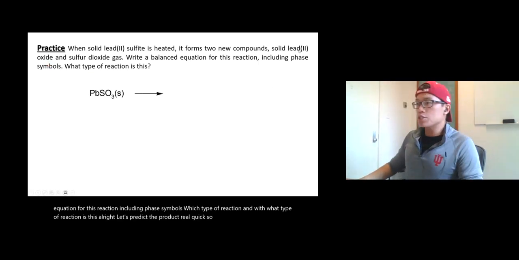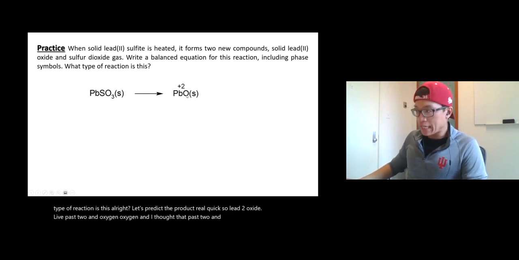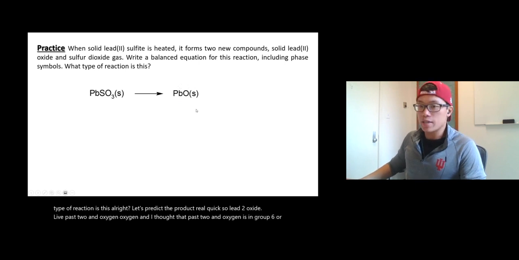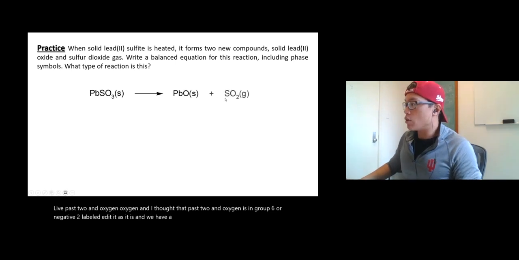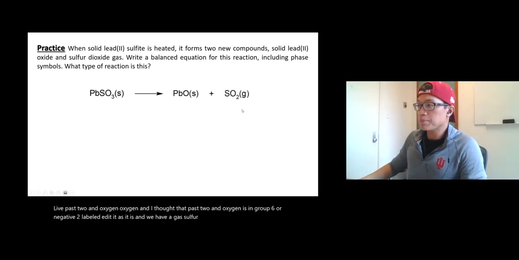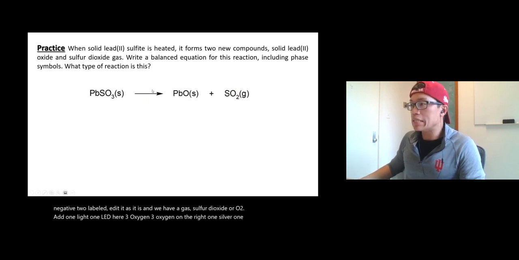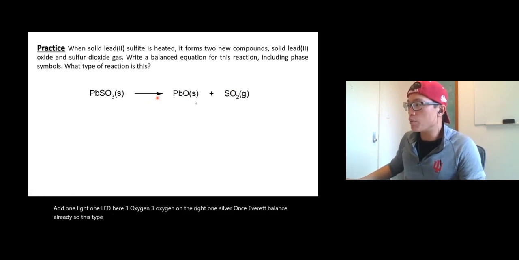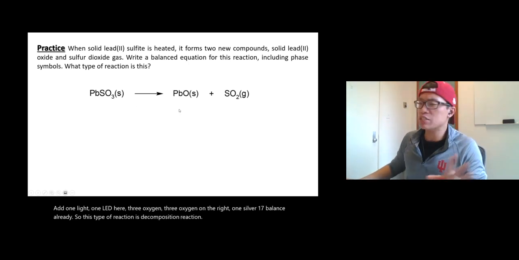So lead 2 oxide: lead +2 and oxygen, which is in group 6, so -2. Leave it as it is. And we have a gas, sulfur dioxide, so SO2. One lead here, 3 oxygen on the right, 1 sulfur. Balanced already. So this type of reaction is a decomposition reaction. Okay, this is all reviewing.